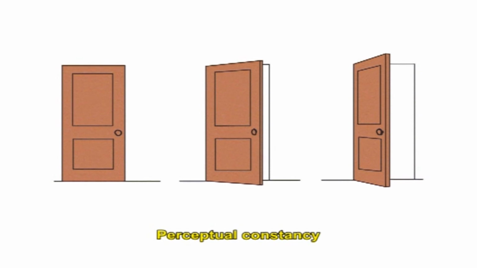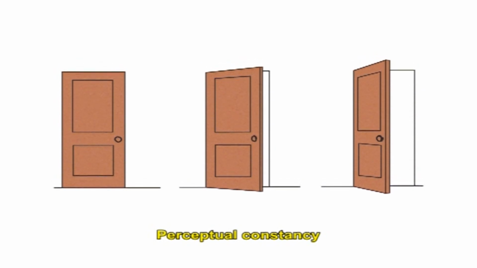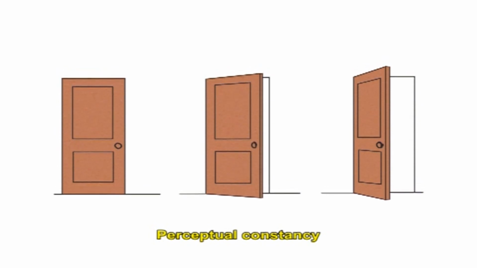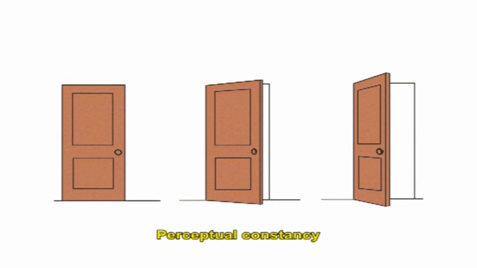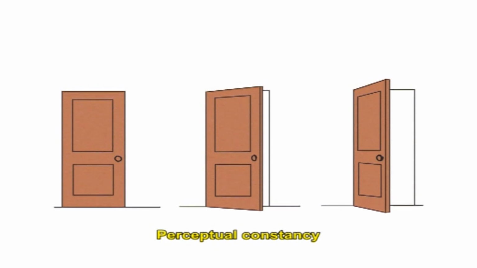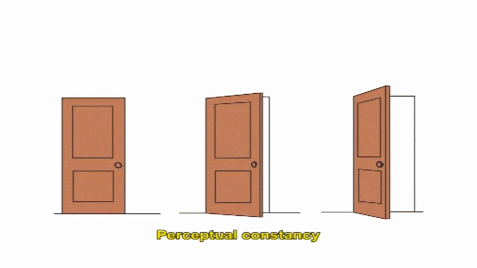Perceptual constancy is defined as the tendency to perceive objects as stable and unchanging despite changes in sensory stimulation. Without perceptual constancy, the tendency to perceive objects as relatively unchanging despite changing sensory information.